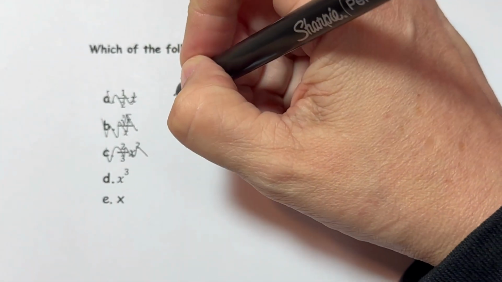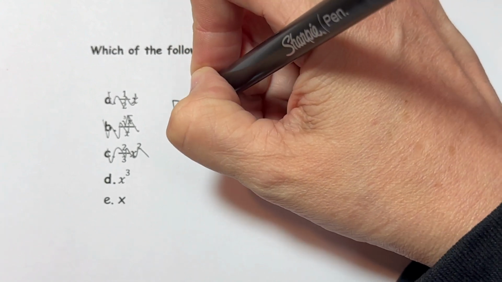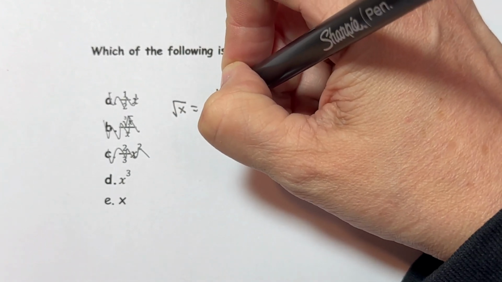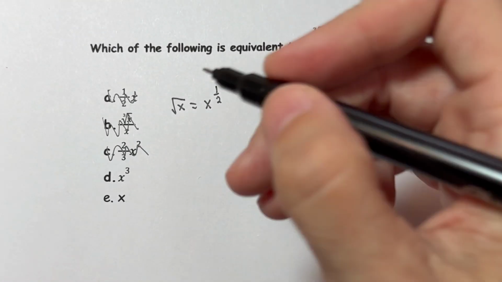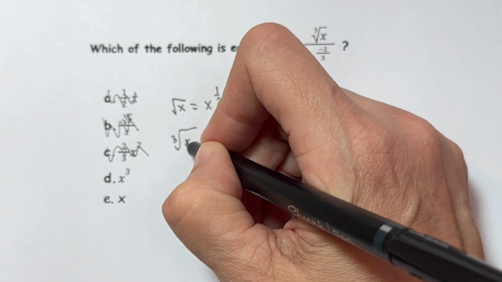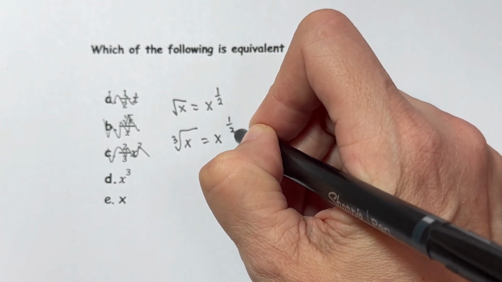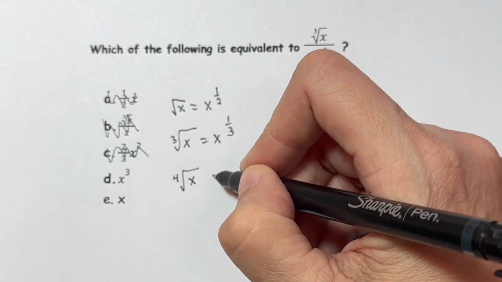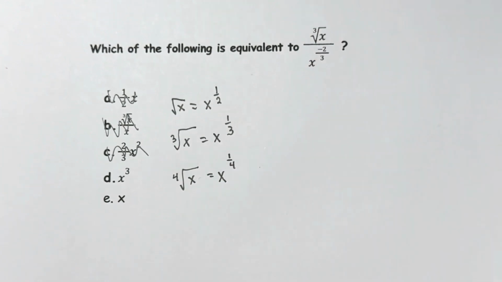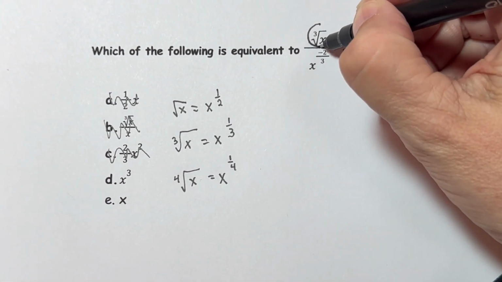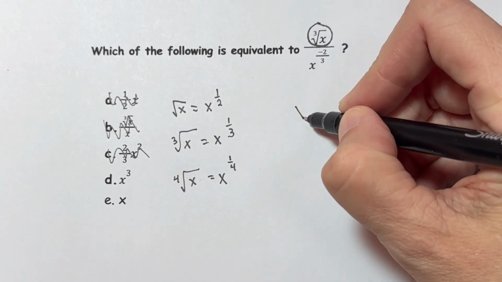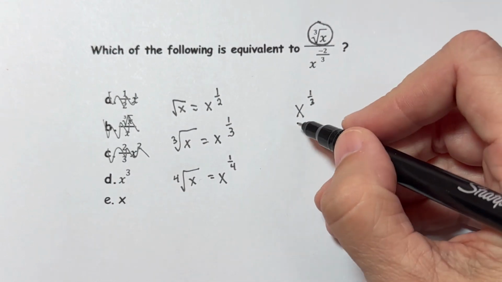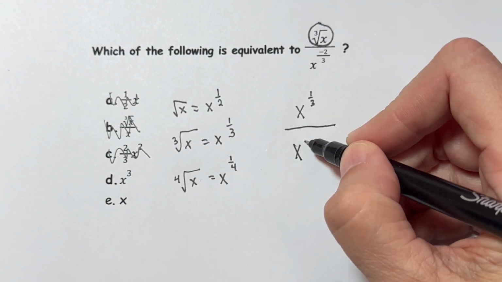I want to show you something first. If you have the square root of x, that's the same thing as x to the 1/2. If you have the cubed root of x, that's the same thing as x to the 1/3. If you have the fourth root of x, that's the same thing as x to the 1/4, and so on. I think you can see what I'm doing there. We're going to use that theory to do this problem. So on the top, we have the cubed root of x. Well, that's the same thing as x to the 1/3 over x to the negative 2/3.